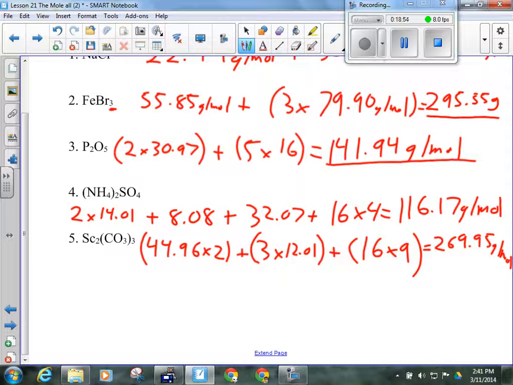All right, but it is an important step in being able to use the mole equation. Because in the mole equation, one of the variables is molar mass. So you have to be able to calculate it so you can use it in the mole equation. It's the one thing you'll always have. Okay, questions on that? All right.